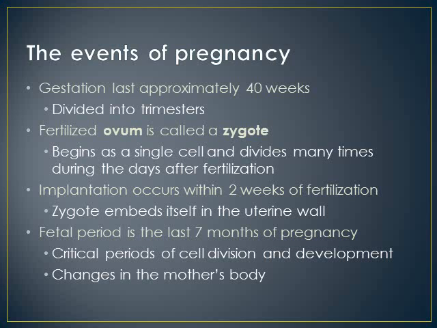Once the implantation occurs, we're into the fetal period, and this lasts the last 7 months, or about the last 2 trimesters of pregnancy. During the fetal period is when we have critical periods of cell division and growth and development, and changes in the mother's body are also occurring. If there are any adverse influences during these critical periods, such as malnutrition, drug abuse, or smoking, this can lead to abnormalities of the infant. We'll talk about more of these on the next slide.